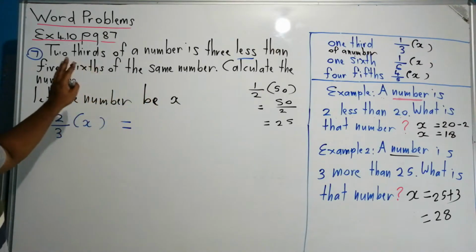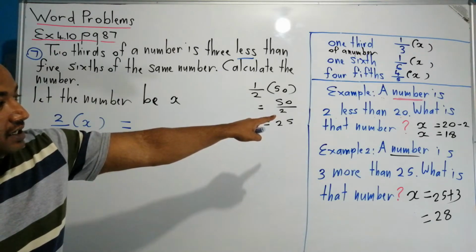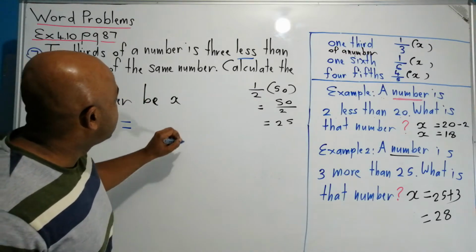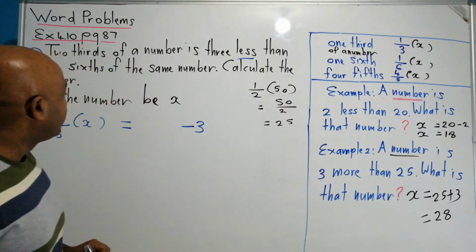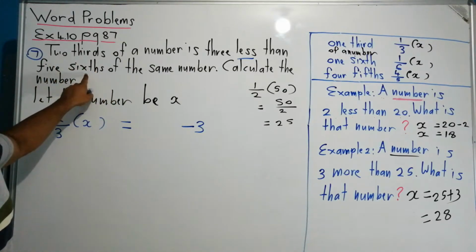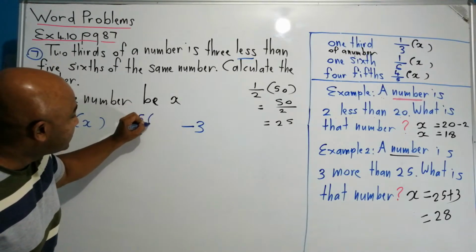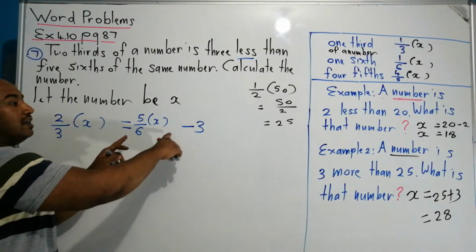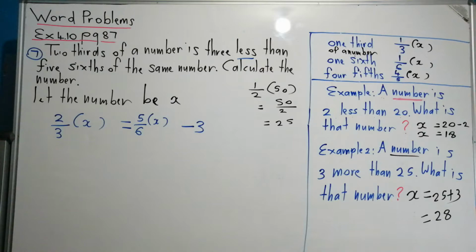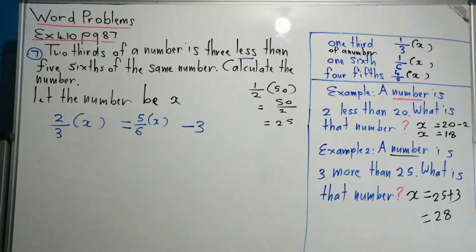3 less than 5/6 of the same number. So what did we do there when we said a number is 2 less? We subtracted 2. So here 3 less, we're going to subtract 3. Okay, but it's 3 less than 5/6 of the same number. So we're taking 5/6 of the same number, and then you are subtracting 3. So it's 3 less than 5/6 of the same number. Alright, so now this is our equation.